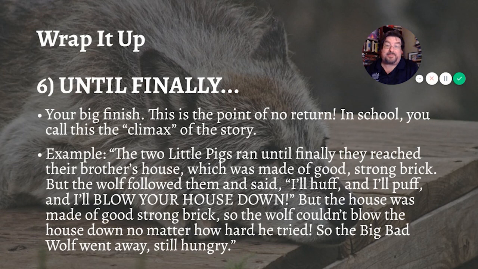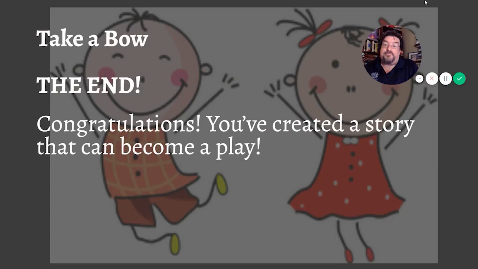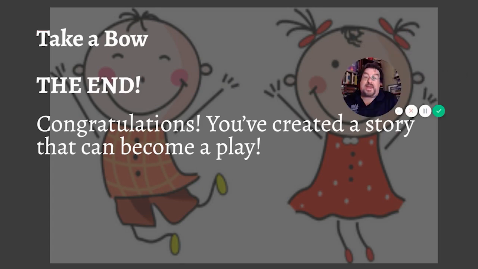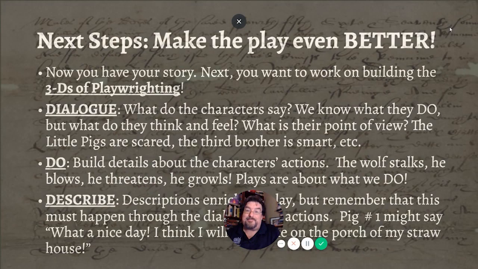It's the big climax. And from that day on, this is what we call the falling action or the denouement. In fairy tales, we call this, and they all lived happily ever after. So we get to know what life is going to be like after the story ends. From that day on, all the pigs decided to work harder, like their third brother who built the house out of bricks, and they decided not to be so lazy. So it's always just how we wrap up the story from then on. And there you go. You've created in 7 points a story that can become a play.